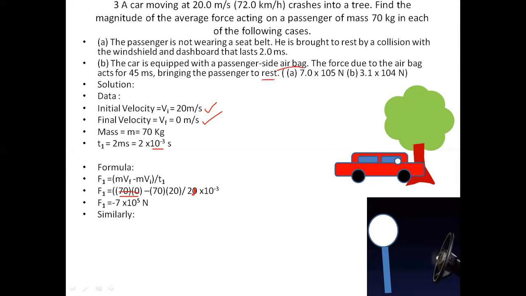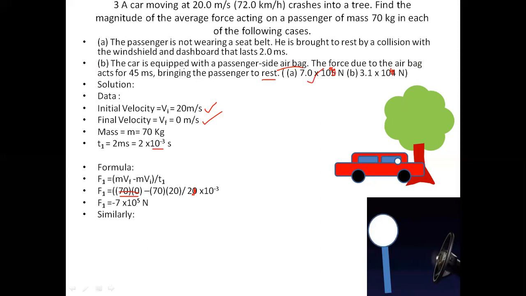That means again the final velocity is going to be 0. So this answer of ours is basically 10 to the power 5, and the next answer is basically 10 to the power 4 newtons. So we got the right answer in the first case. Now for the second case, we are solving it for part B.